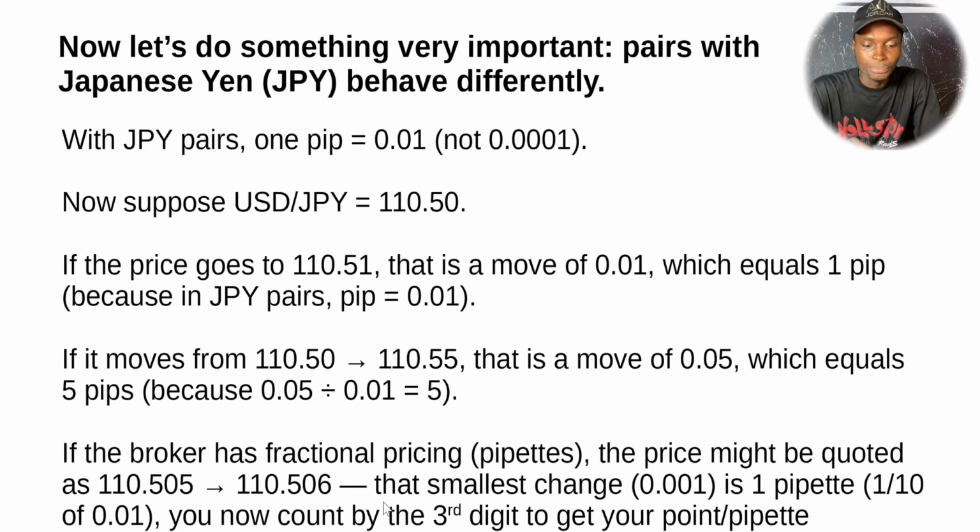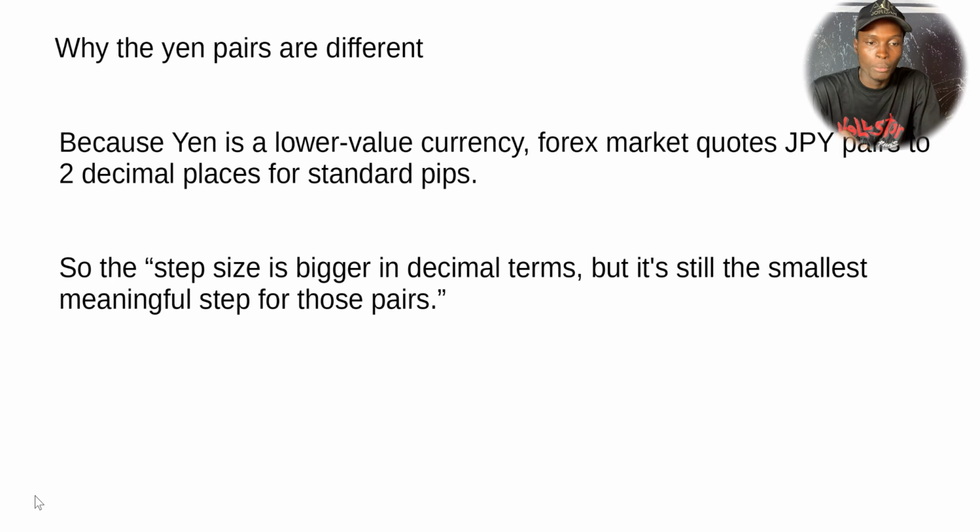Now that smallest change, which is 0.001, is 1 pipette. It's a 1 pipette change. That is 1/10 of your pip, which is 0.01. Now you count by the third digit to get your pipette.